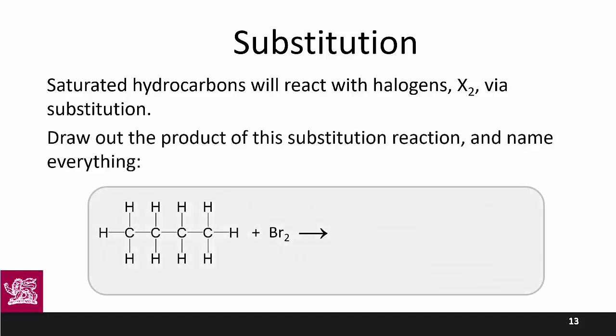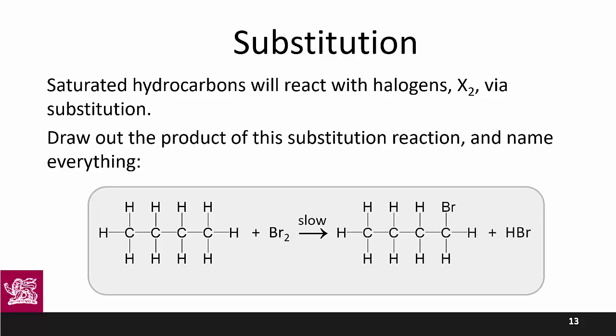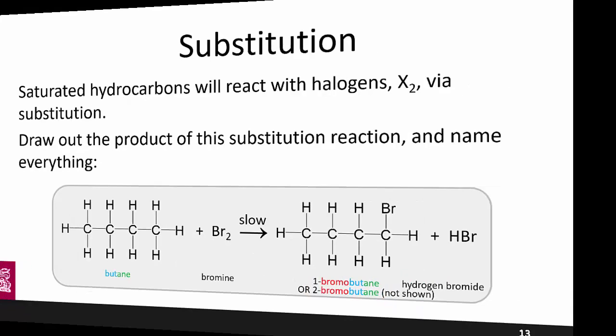Let's have a look. I'd like you to draw out this substitution reaction and name the products. I'll give you a second and you can pause now. We have a slow reaction that produces 1-bromobutane and hydrogen bromide. The other possible product is 2-bromobutane, which I haven't shown, but is equally possible. If you had butane reacting with bromine in this way, you would expect to produce a mixture of these two things, according to some ratio that gets defined if you happen to study second-year chemistry at university.